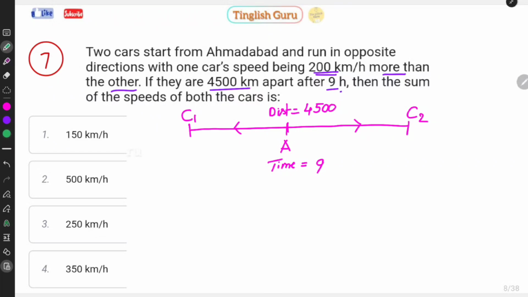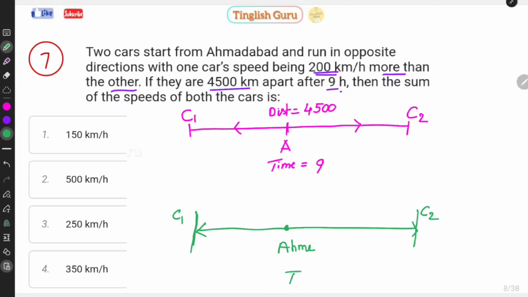So I will draw this diagram again and explain it to you. Let us say this place is Ahmedabad, as given in the question. Next, two cars are traveling in opposite directions. So one car is going this side and the other car is going this side. Let us say the first car is C1 and the second car is C2. After 9 hours, let us say they traveled this much distance.